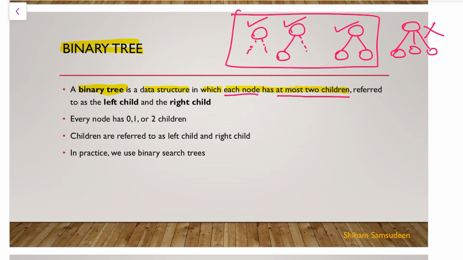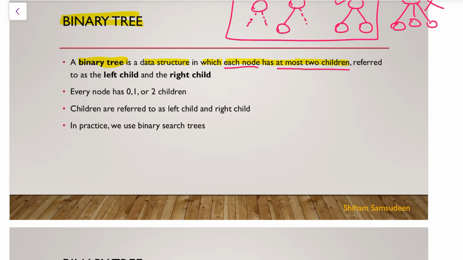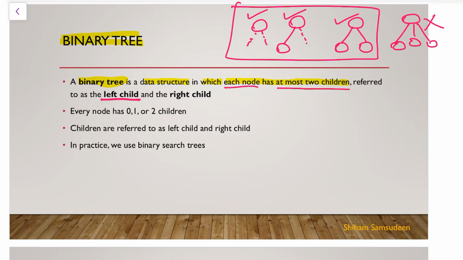This is valid. So that is called a binary tree. And then there are only 2 children, one to the left and one to the right. Okay. So every node has 0, 1 or 2 children. So that is what I have mentioned here. So this one has no child, this one has only 1 child, this one has 2 children. So at most you can have 2 children.